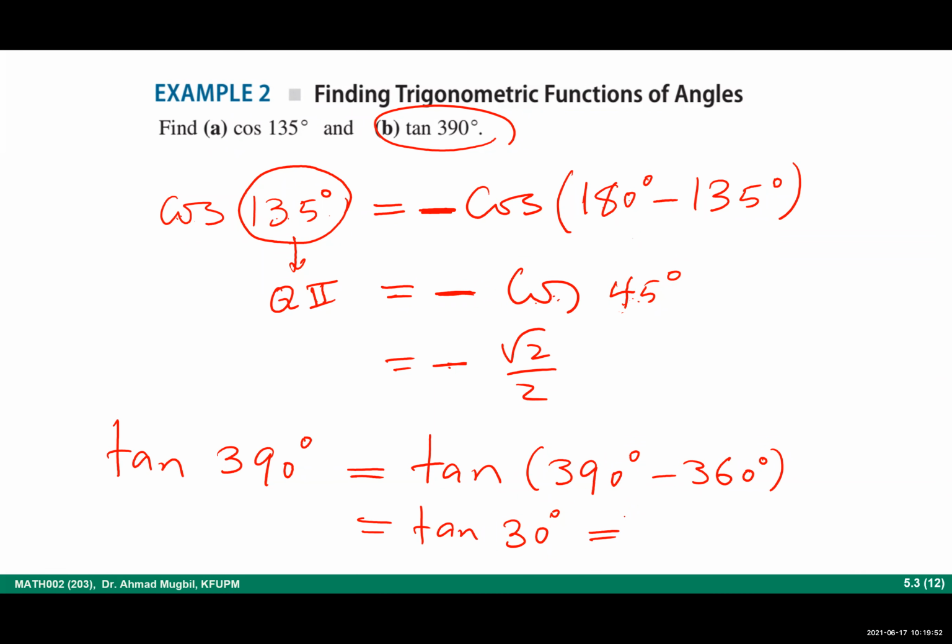What is tan 30 degrees? Do you know? 1 over root 3. Yes, you're right, which is of course square root of 3 over 3.